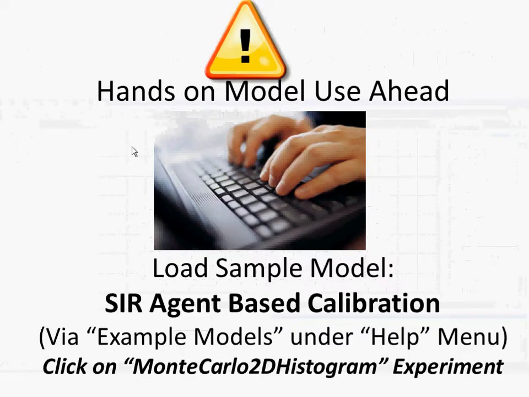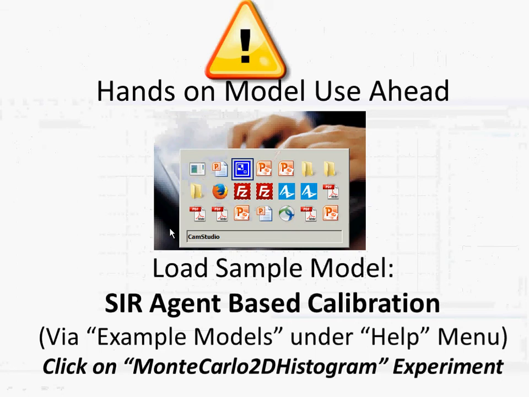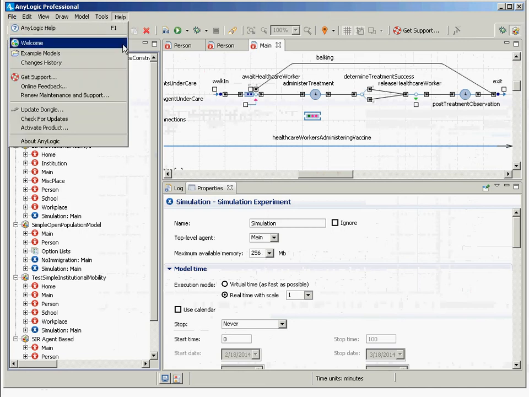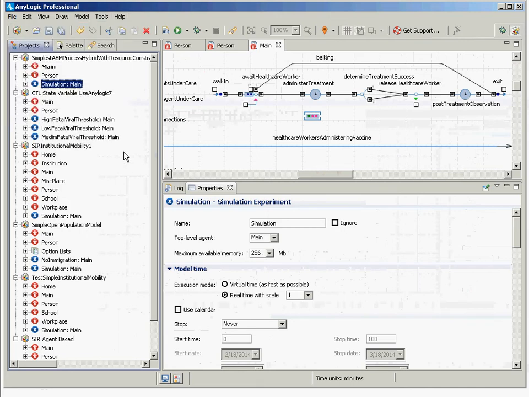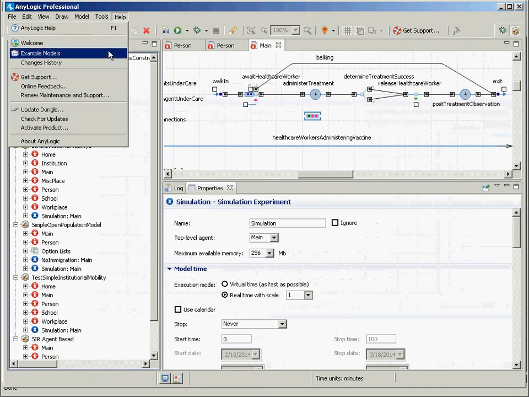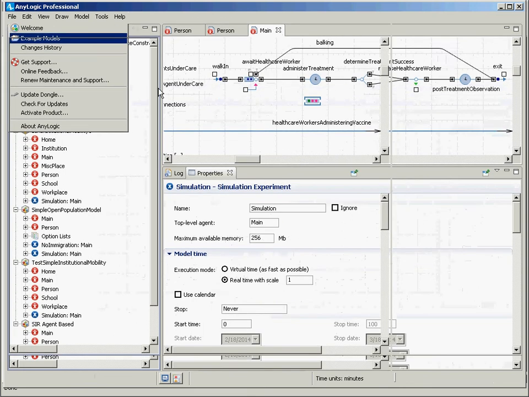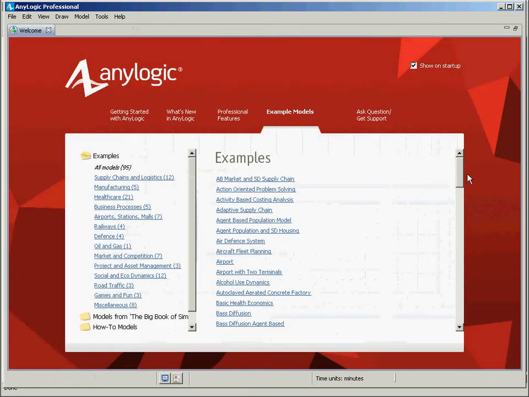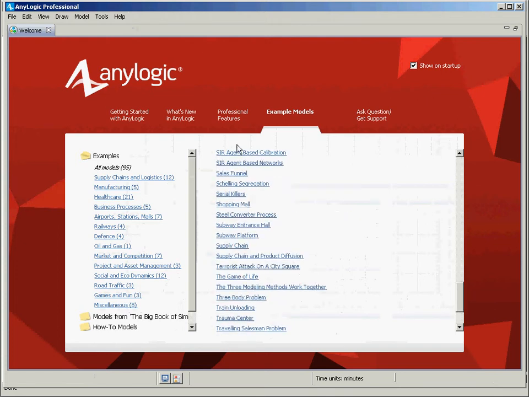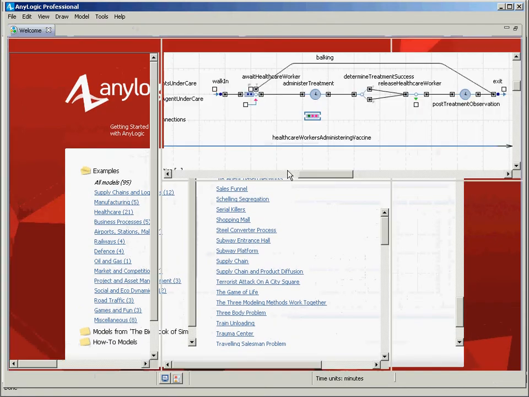And to that end, I was hoping that we could open up an example model called SAR agent-based calibration. Now this was one that people had noted before on the very first day when we were trying to find that very first model. There are two with similar names, so you want to watch out for it. And you go with Help, Example Models here, and then under the example models, I believe it's one of those, yes, right here on the right. SAR agent-based calibration, okay?